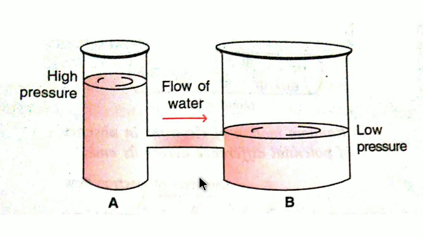Similarly, the second example is if two liquids of different heights are connected, then the one with the higher height, or we can say the higher pressure, will flow towards the liquid or the container where the pressure is low. So this flow of water will be because of the difference in the hydrostatic pressure, and it continues till the level of water becomes the same in both the vessels.